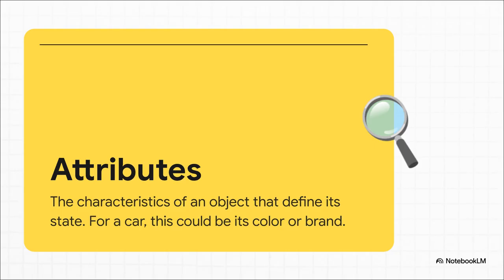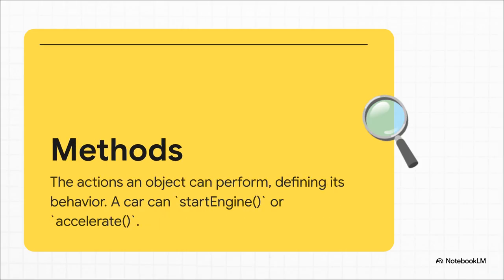So attributes, that's the data. They define the current state of an object. For any specific car object we build, its attributes hold its unique details. Its color is blue, its brand is Ford, its current speed is 60. These are the little variables that make each object different from the next. And methods, well, those are the actions. They define the object's behavior. What can this thing do? A car object can start engine, it can accelerate, it can turn on lights.